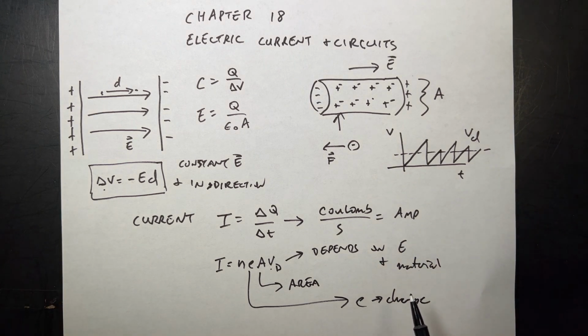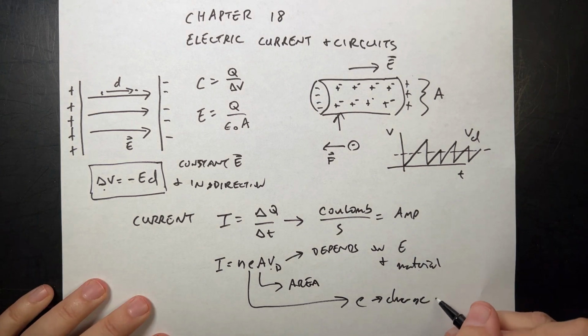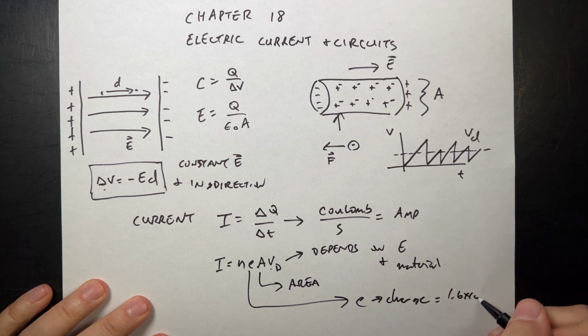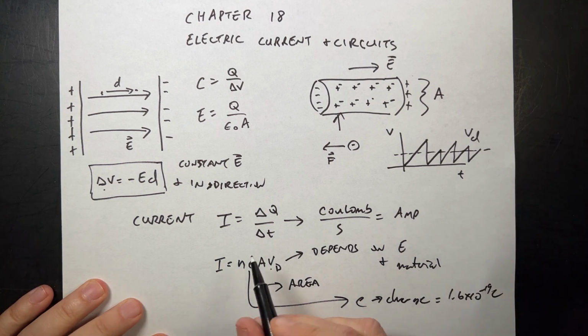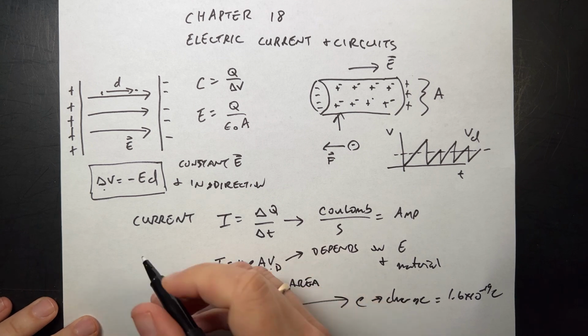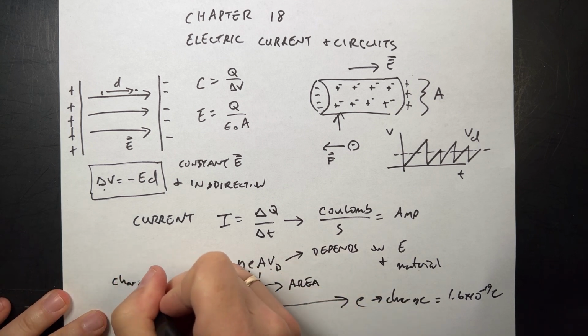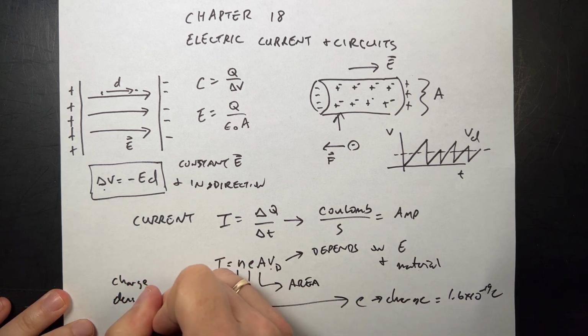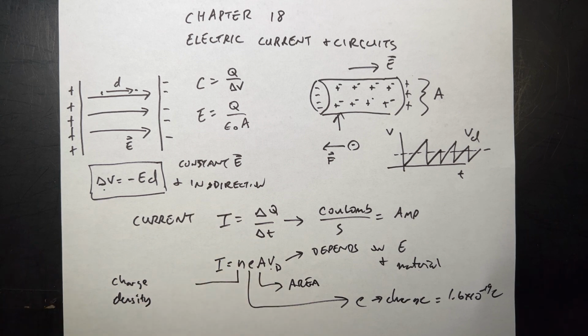So for most cases, this would be an electron. So this would be equal to 1.6 times 10 to the negative 19th coulombs. And then N is the charge carrier density. Let's put that as just charge density. It's how many charges per unit volume you have, and that depends on the material. This depends on the wire, right?